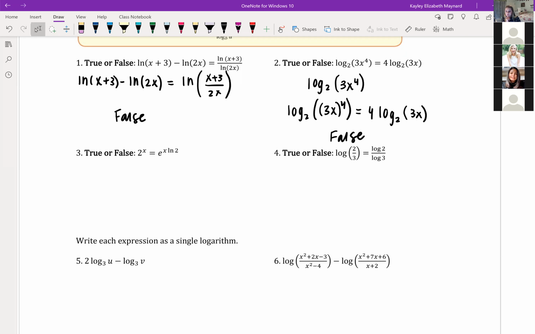Okay, so I want you guys to attempt 3 and 4 on your own. So 3, I have a Zoom poll for, so I'm gonna let you guys work it out and then say if you think it's true or false, and we'll talk about that one, and then we'll do 4 as well.